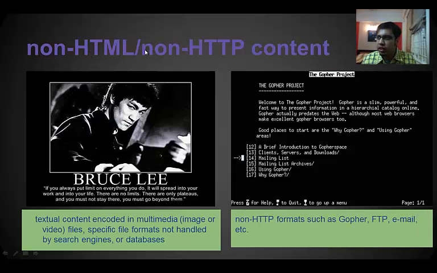Finally, we have non-HTML and non-HTTP content. Non-HTML content is anything that is not in the format of HTML pages or not in a format that search engines can understand. For example, text encoded in images such as this text right here, and maybe videos, etc. Certain file formats can be accessed by search engines, namely PDFs. The other contextual content falls under non-HTML content.